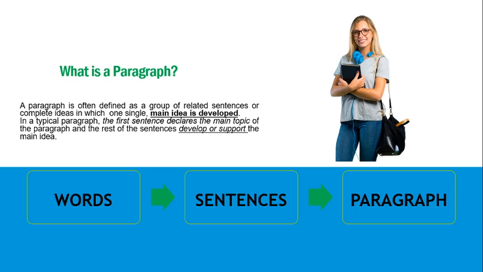Let's talk about what a paragraph is. In the development of ideas, a paragraph is often defined as a group of related sentences or complete ideas in which one single main idea is developed. In a typical paragraph, the first sentence declares the main topic of the paragraph, and the rest of the sentences develop or support the main idea. So we have the words, we have sentences, and after that we create the paragraph.